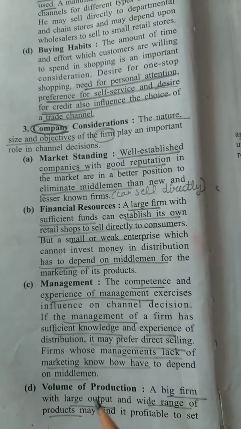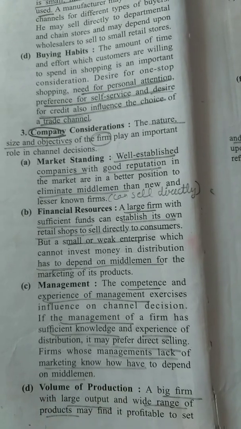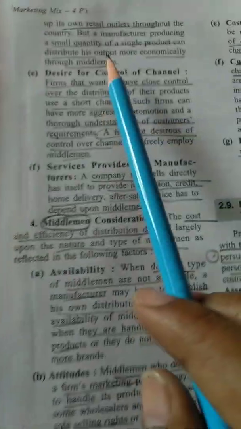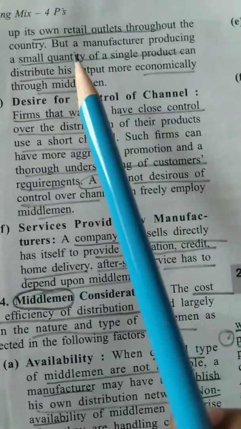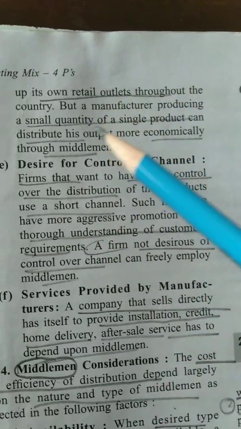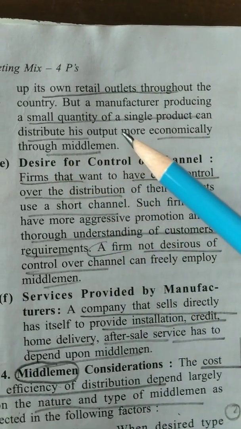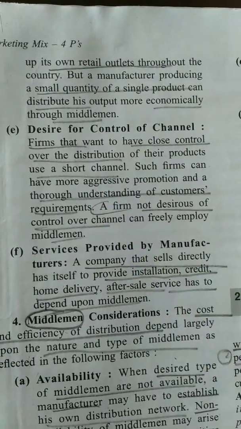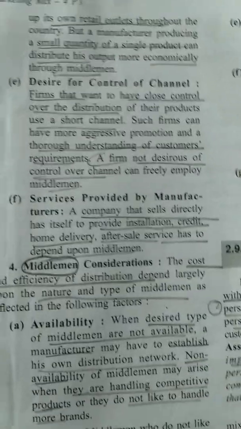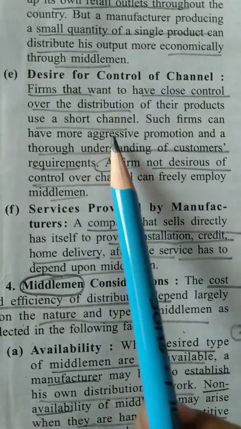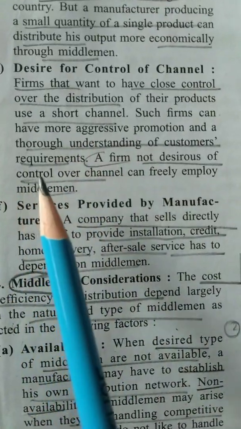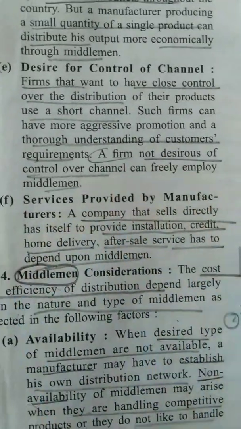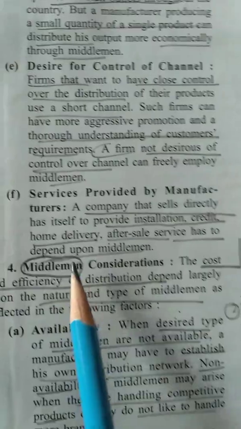Volume of production means in how much quantity you are producing the products. A big firm with large output and a wide range of products uses its own retail outlets, those firms who produce large quantities of goods, whereas a manufacturer producing a small quantity of a single product can distribute through middlemen. Desire for control of channel means firms that want close control over the distribution channel use short channels or short chains, whereas a firm not desirous of having control over the channel can freely employ middlemen. Now coming to services provided by manufacturers.